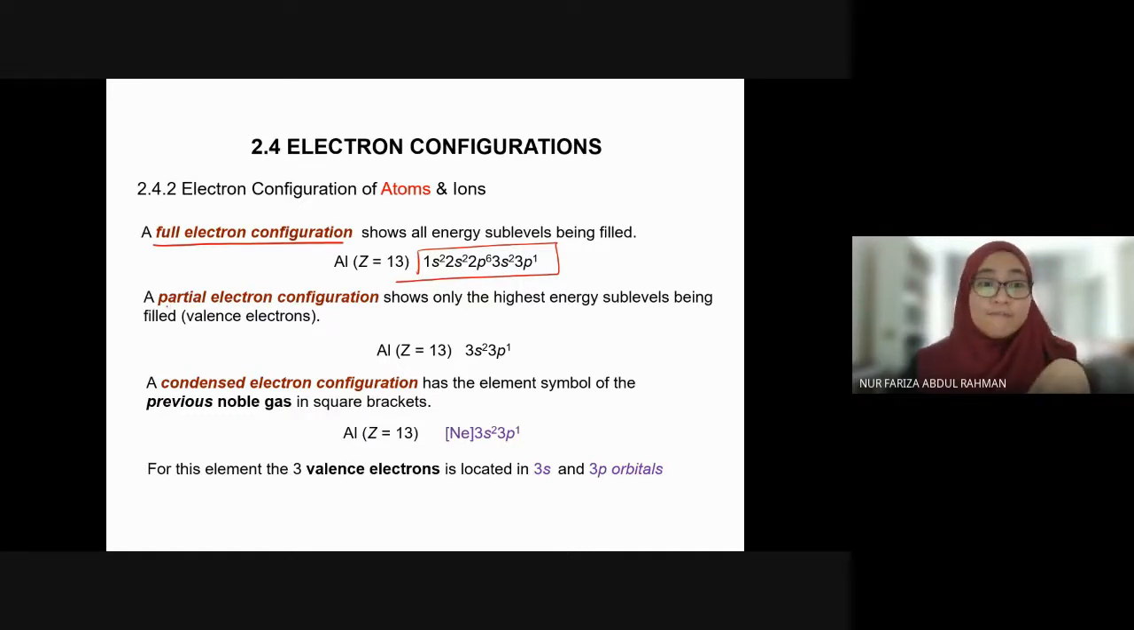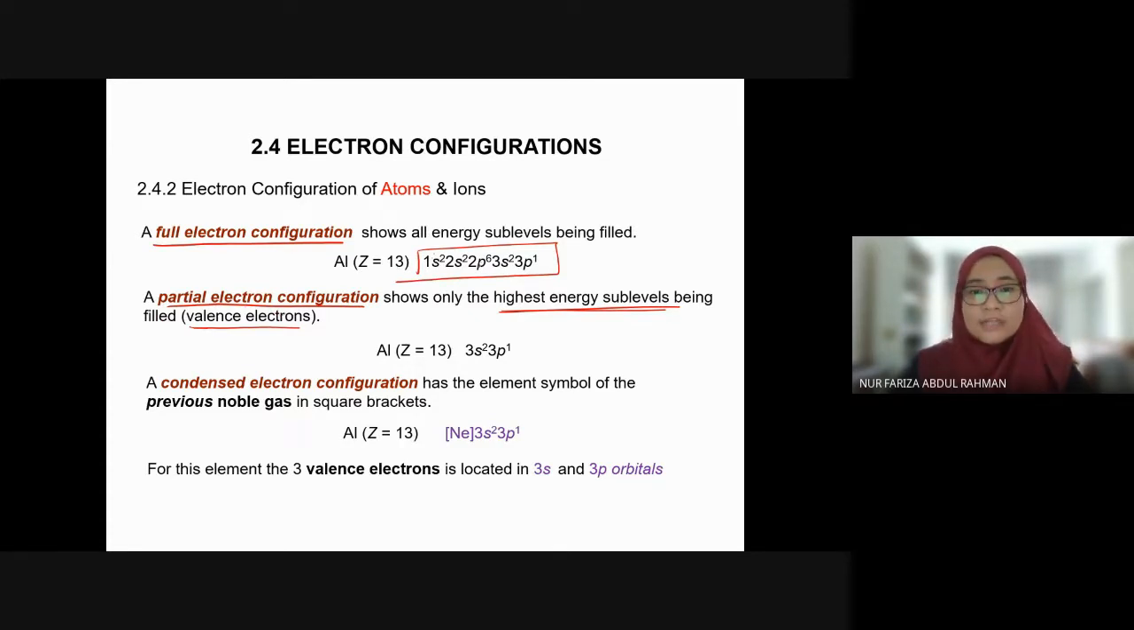Next we have partial electron configuration. So sebahagian of electron configuration will be displayed. The rest kita compresskan. It shows only the highest energy sub-level being filled, which represents the valence electron. Okay, ini syarat dia tau. Ini what it meant by partial electron configuration.